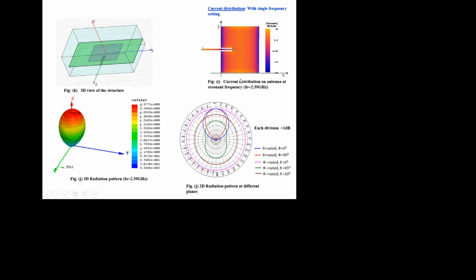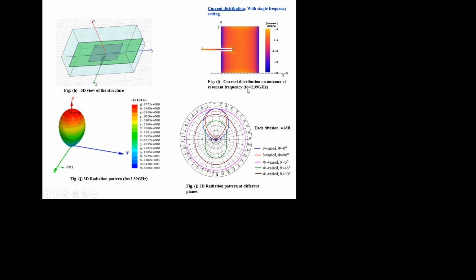So as you can observe, it is maximum at the center here, and this plot you can observe only at f0 equal to 2.39 gigahertz, because at that frequency the antenna radiates maximum. Okay, so the current distribution will be like this.